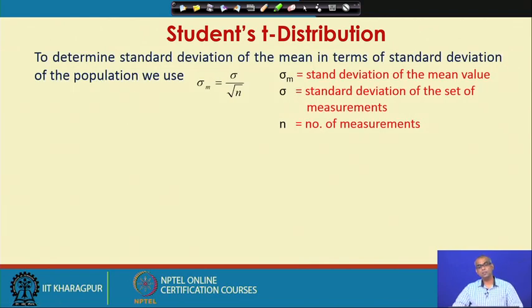Now, there is another important aspect of distributions known as Student's t distribution. Student's t distribution is another important aspect of statistical data analysis. In our previous lecture, we learned about standard error, which is standard deviation divided by square root of number of observations, sigma divided by square root of n.